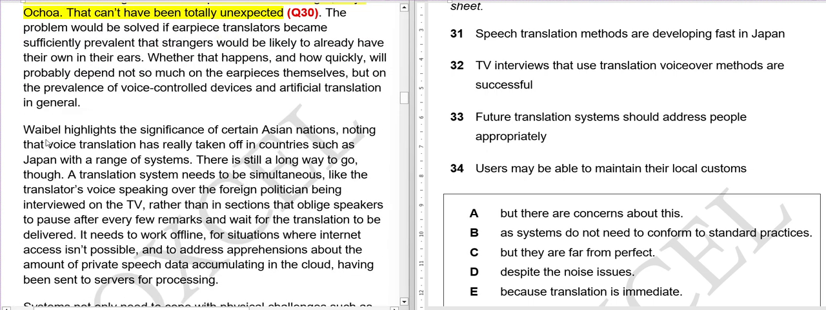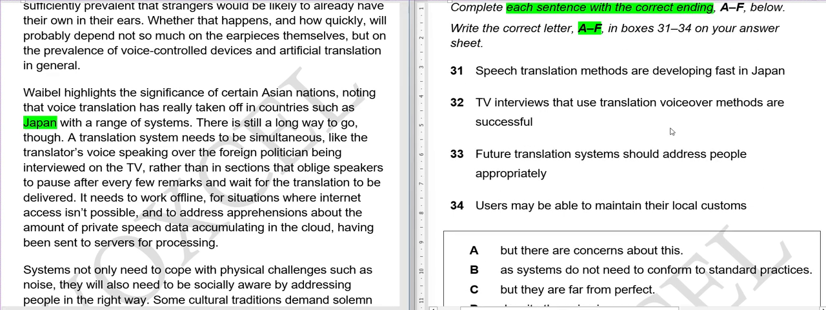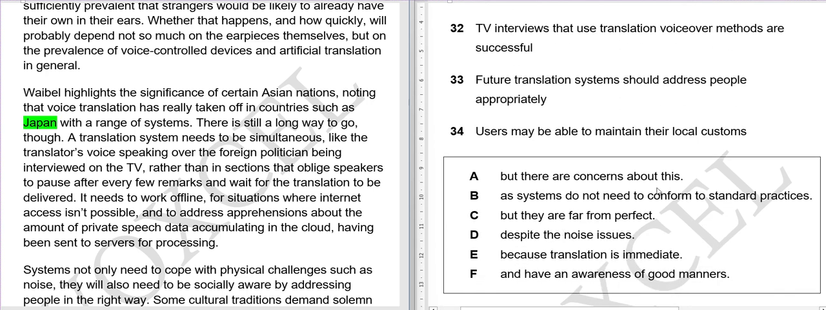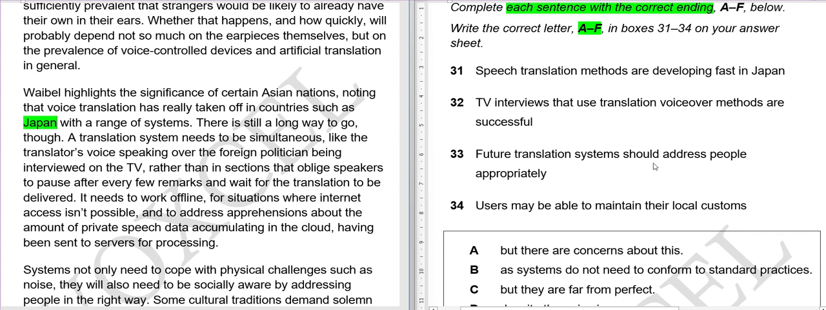Okay, we have already read this. So from here, Weber highlights the significance of certain Asian nations. So here is about Asian nations, noting the voice translation has really taken off in countries such as Japan. Here is about Japan. So let's see. Now what we're going to do is understand the question and see what kind of information is given here, so that we can match our answer with this particular question. So speech translation methods are developing fast in Japan, and we will read the options. But there are concerns about this, as systems do not need to conform to standard practices, but they are far from perfect. Okay, it could be the answer. Despite the noise issues, okay, it can also be the answer.